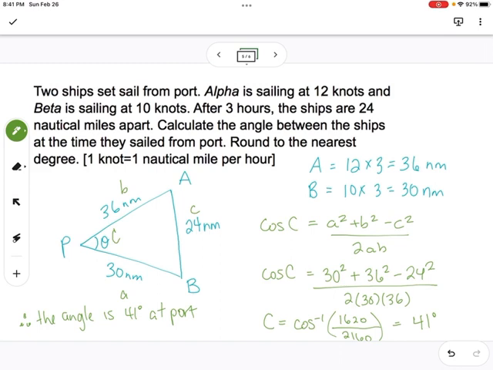Okay, so again, whenever you're given a word problem, write down everything you know from the question. Take it step by step, one sentence at a time. Figure out what type of triangle you have, and then you'll know how to solve from there based on what type of triangle you have.